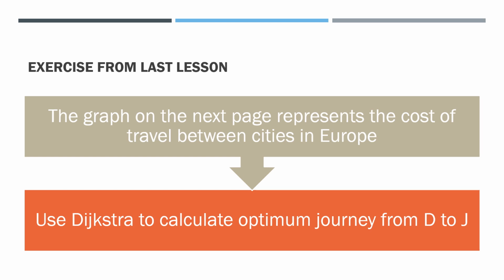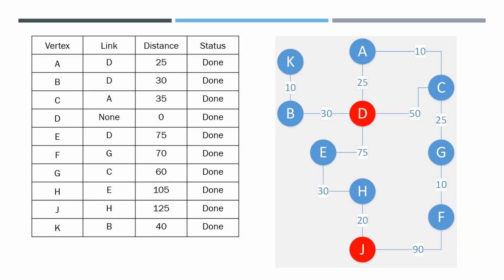So in the last lesson, you had to find a route through the cities of Europe from D to J. If you've completed this activity, your table will probably look something like the picture here. You'll see that every single node or vertex in the map has been visited, which was quite a lot of work. I don't know how long it took you, but it was quite an intensive activity.